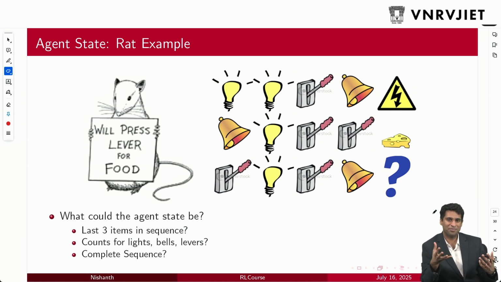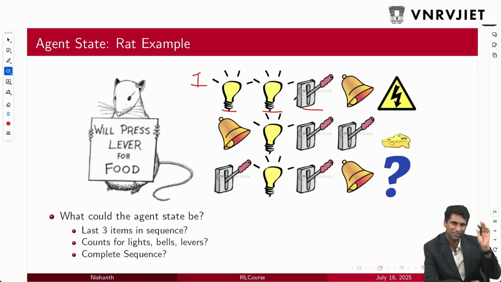Let us say we place a rat inside an environment, in some sort of a cage, and that cage has a light which can go on and off, and it has some lever which the rat can pull, and then there is some bell that can be rung, right? In the first episode, where the rat interacts in this cage, it saw the light glow up once and then glow up again. And then the rat pulled the lever and then there was some ringing sound and then the rat got electrocuted, right?